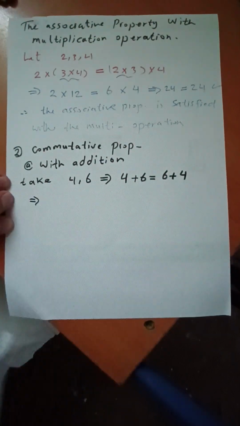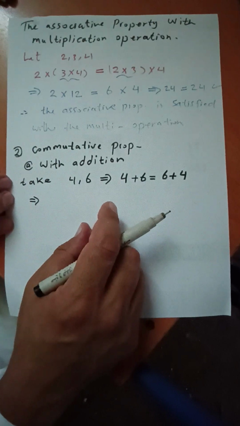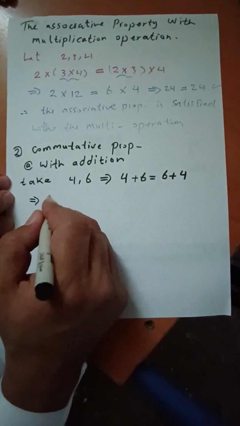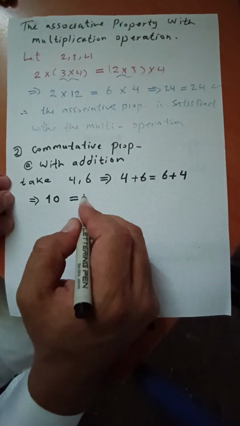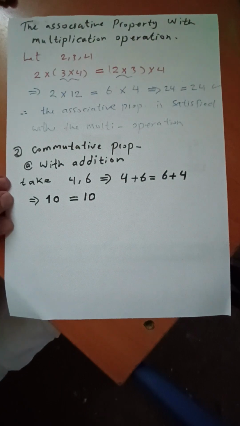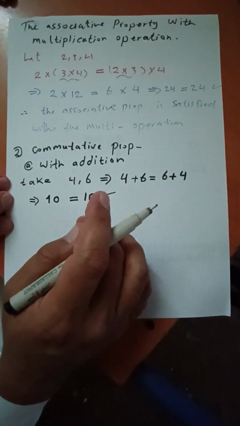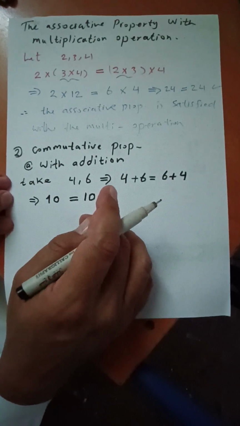Now, honey students, focus with me. I will ask you and answer with yourselves. 4 plus 6, what does it equal? It equals 10. It equals 6 plus 4. Of course, it also equals 10. This is satisfied. I mean, the commutative property is satisfied with the addition operation.